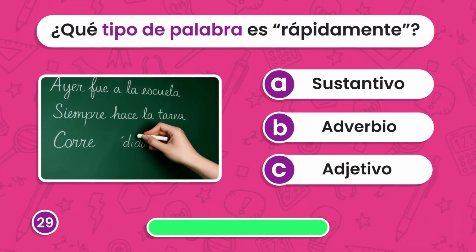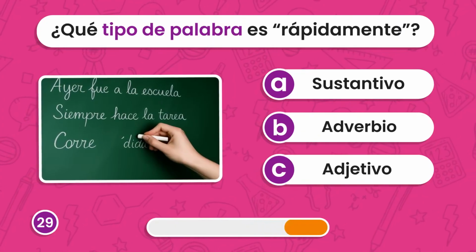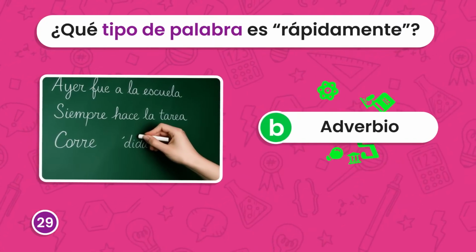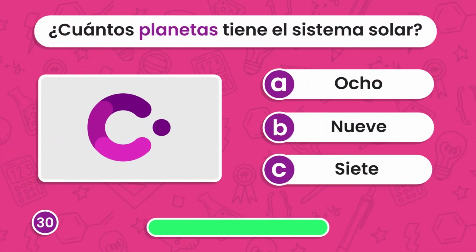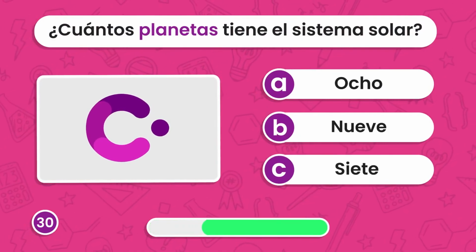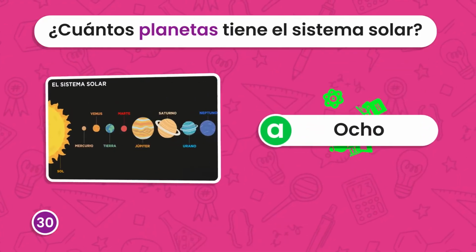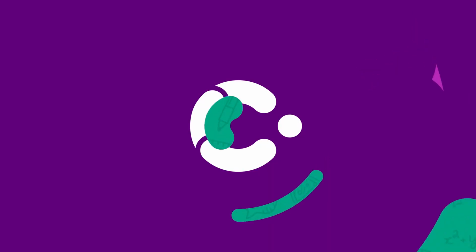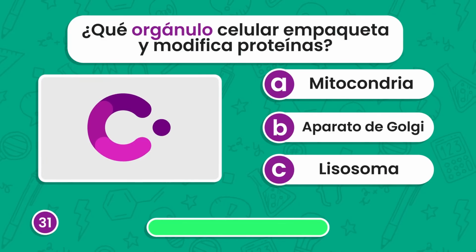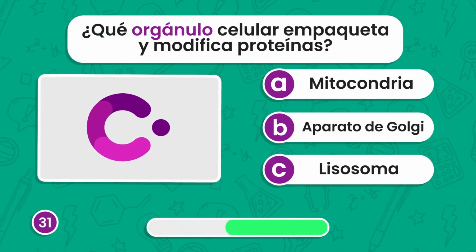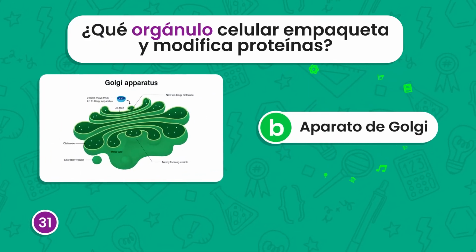What kind of word is quickly? An adverb. How many planets are in the solar system? Eight. Which cellular organelle packages and modifies proteins? The Golgi apparatus.